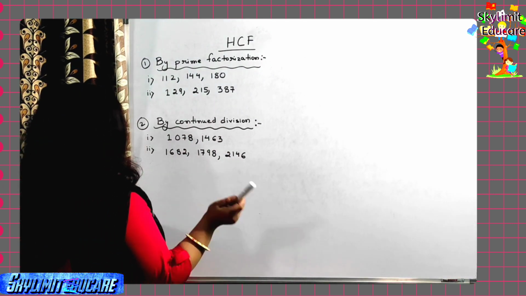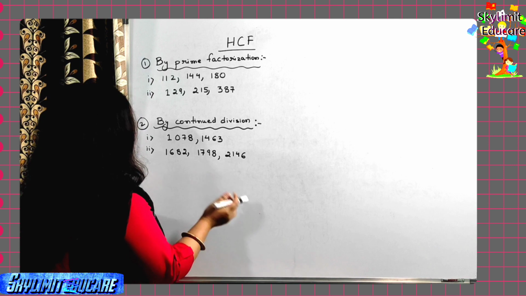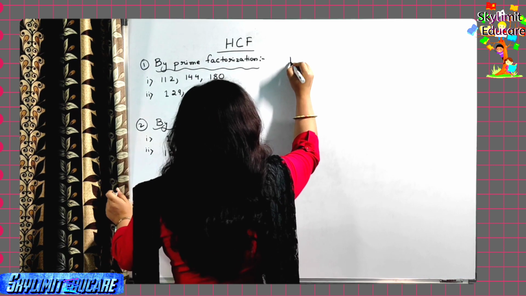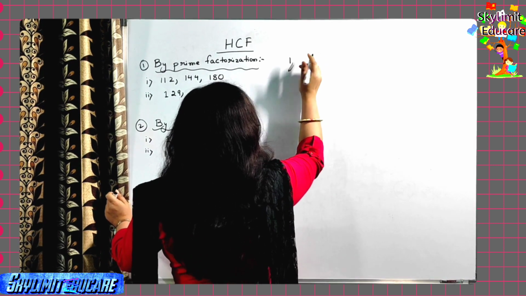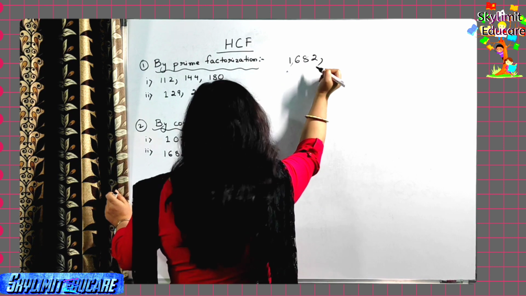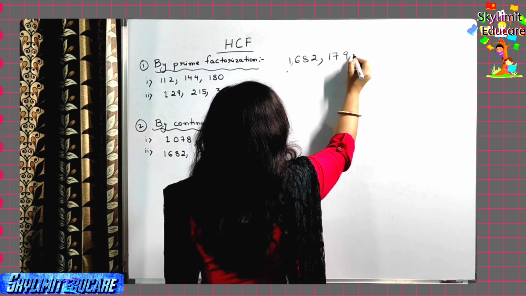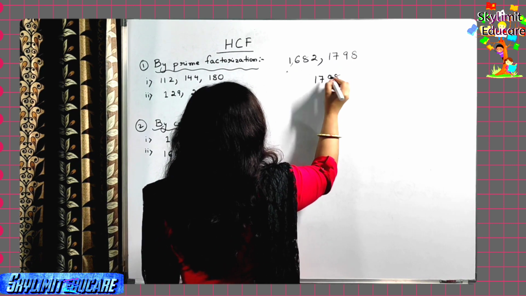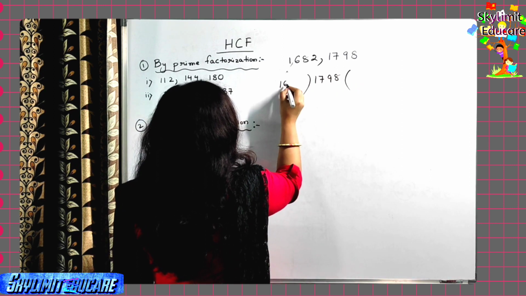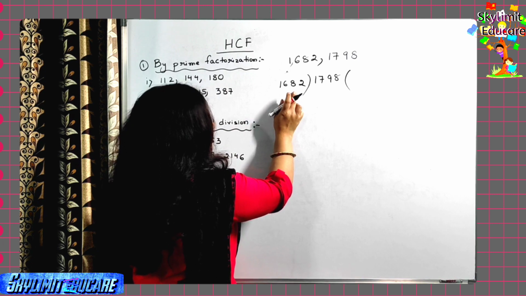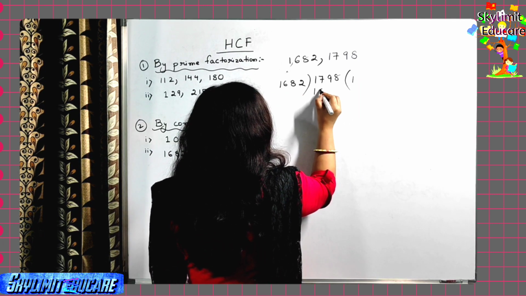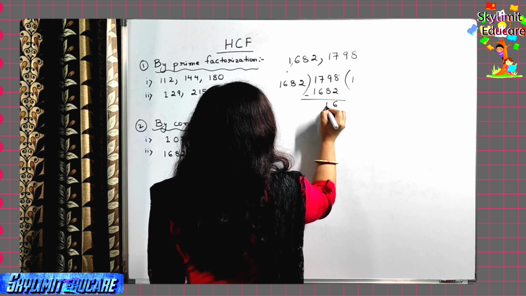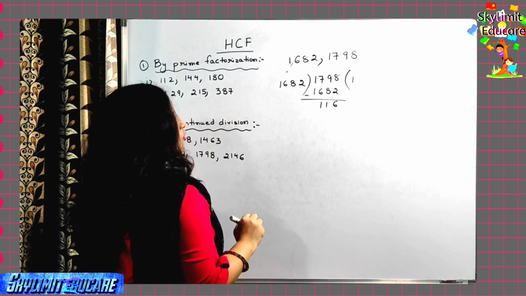Now let's come to the next question. So here you are given 3 numbers, so you can choose any 2 numbers first, that's up to you. Okay, so out of these 3, let us choose the first 2 numbers, that is 1682 and 1798. Let us find their HCF first. So among these two, this is greater and this is smaller. So the smaller one is chosen as the divisor. So 1682 ones are 1682. Subtraction, 8 minus 2, 6, 1, 1. So after subtraction we got here 116.